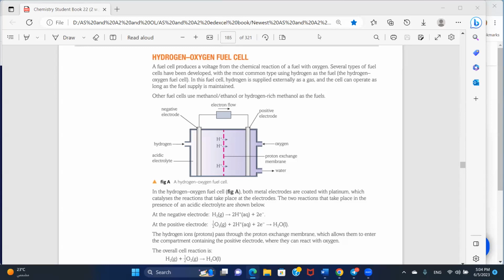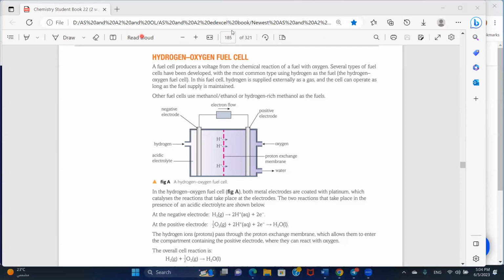So for the hydrogen-oxygen fuel cell that Mohammed asked me to revise with you, it comes a lot in exams. Many exams ask about the hydrogen-oxygen fuel cell. And we know that we have two types of hydrogen-oxygen fuel cells. We have an acidic hydrogen-oxygen fuel cell, and we have an alkaline hydrogen-oxygen fuel cell.